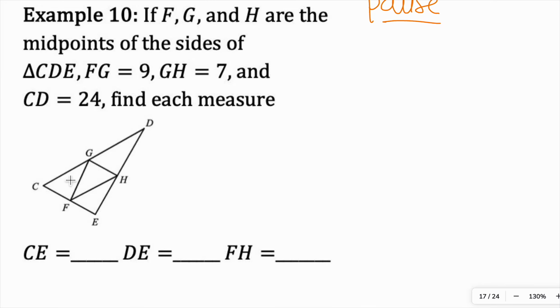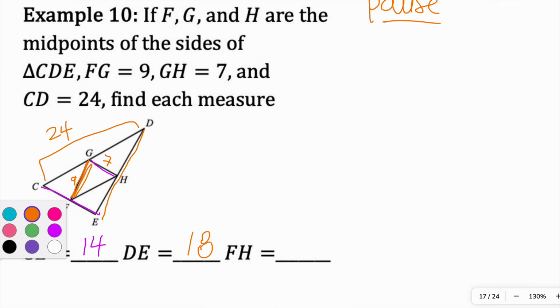All right, one thing I did here is I labeled FG as 9, GH is 7, and then C to D is 24. That always gives me a good visual to start with. CE is next. CE is down here, and it is parallel to GH, so I'm just going to do GH times 2. That's going to be 7 times 2, which is 14. The next one is DE. DE is here. DE is parallel to 9, so 9 is this halfway point, so 9 times 2 is going to give me 18. And then FH is here.